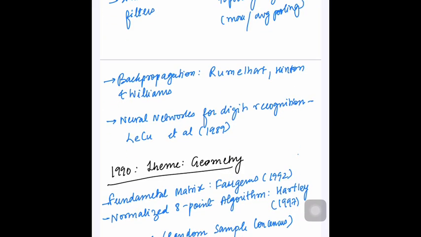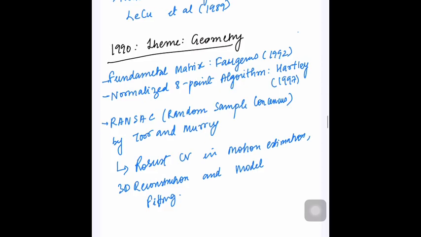Forward propagation was always there, but people wanted to know the right way to optimize their weights. Then backpropagation came in, and it actually solved a lot of problems. Neural networks were used for digit recognition, as shown by LeCun and other scientists.